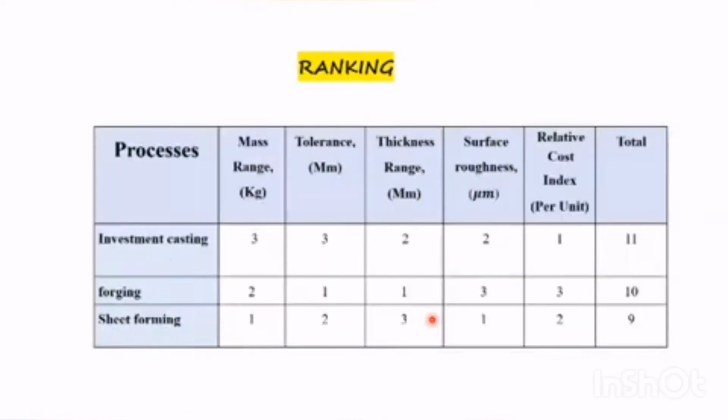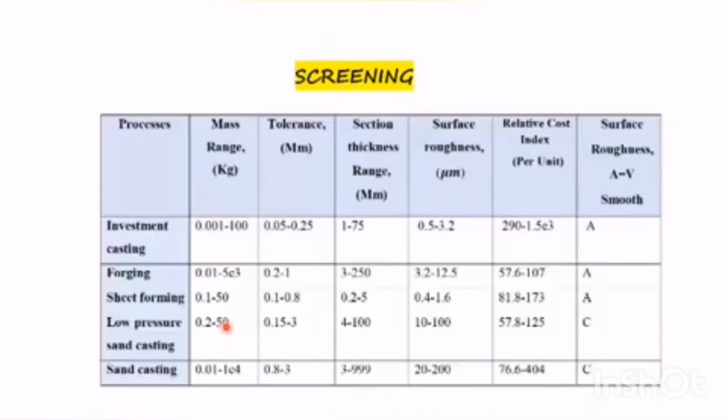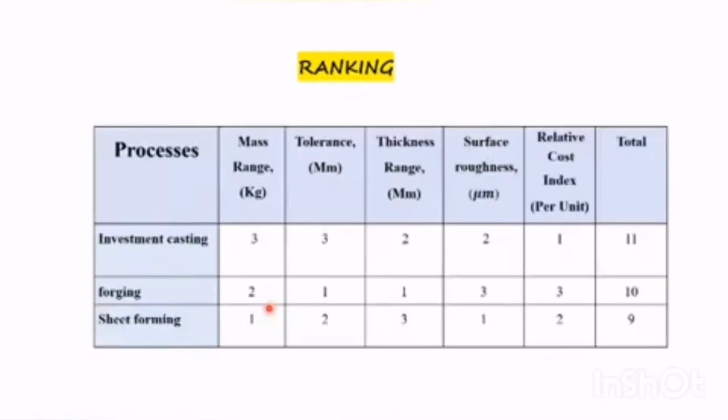Next, we move to the ranking process. For the ranking, we choose the best 3 of the processes listed in the screening process before. So we got investment casting, forging, and sheet forming. In this ranking process, we rank 1 to 3 from its properties, from the worst to the best.